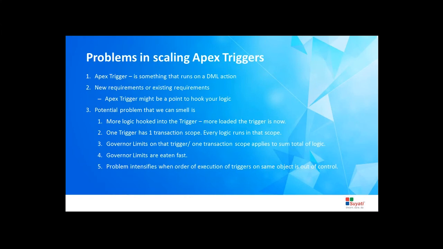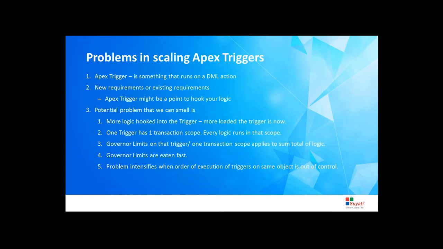And also the problem intensifies when the order of execution of triggers on the same object is out of scope. For example, developers would be designing after update triggers on the opportunity object. There will be multiple triggers to start off with. But when it comes to Salesforce platform execution, there is no real control of which trigger will execute first. So again, you do not know what is going to eat up your governor limits really fast, right?